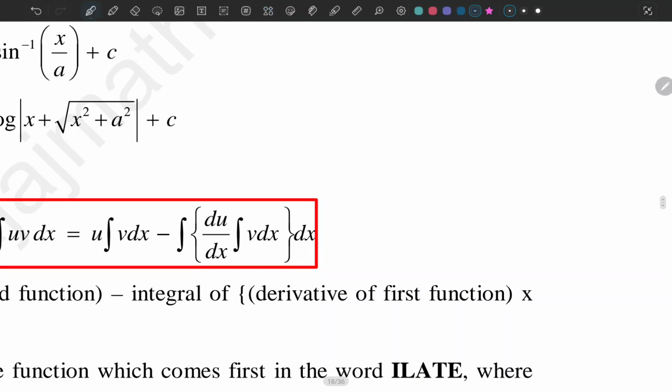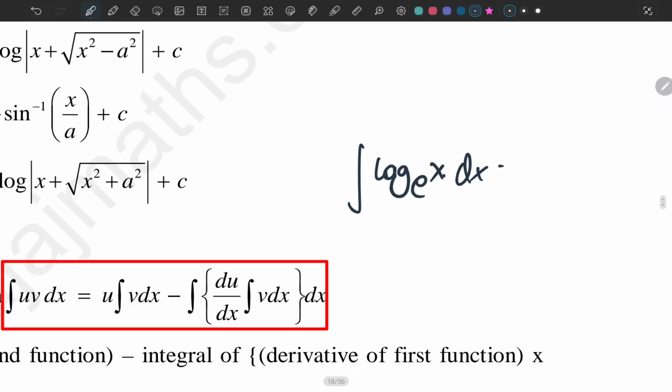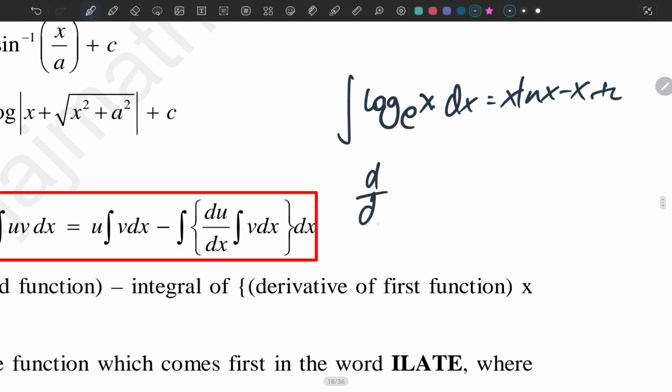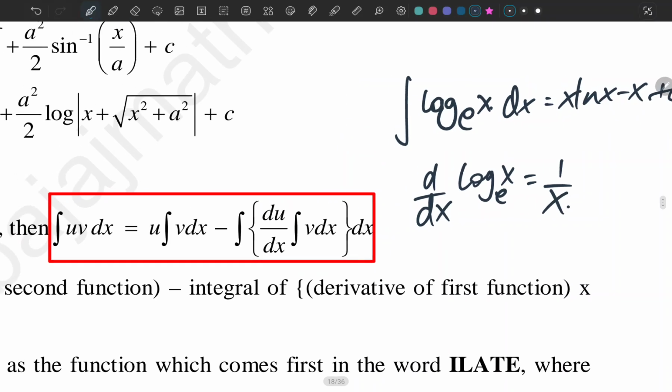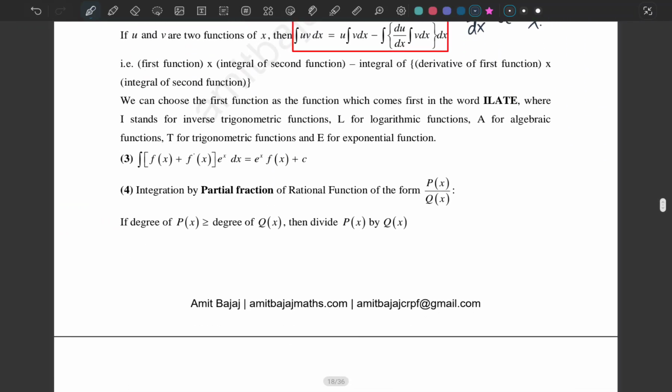Let me take some examples. If you take log of x, it's not easily integrable, although it's integrable, and its integral comes out to be x ln x minus x plus c, but it's easily differentiable because the derivative of log of x to the base e is 1 over x. That's it. So you just have to replace your u with log of x if given in your function, and the rest of the function will go with v, right? So that's how you have to check your function.